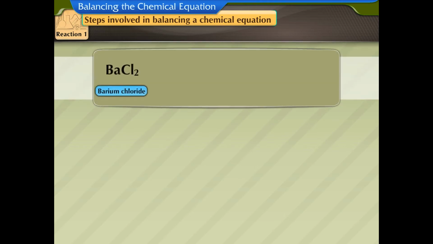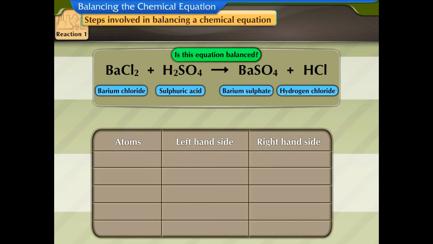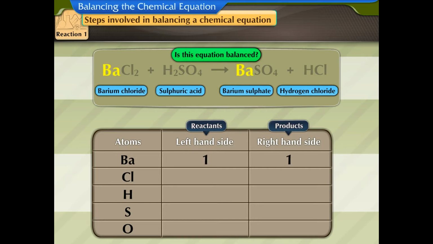Reaction 1. Barium chloride plus sulfuric acid gives barium sulfate and hydrogen chloride. Is this equation balanced? Let us check this out by counting the number of atoms of each element on the reactant side and the product side. Let us enter these values in the table. There is 1 barium atom on the left-hand side or the reactant side as well as on the right-hand side or the product side. There are 2 chlorine atoms on the left-hand side and 1 on the right-hand side.